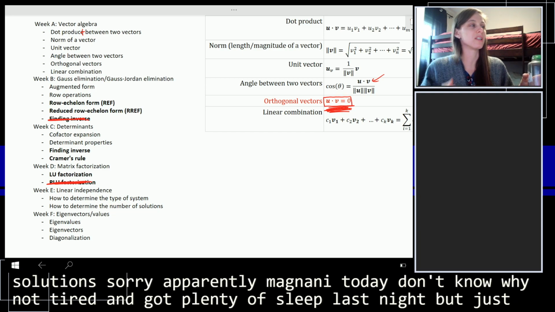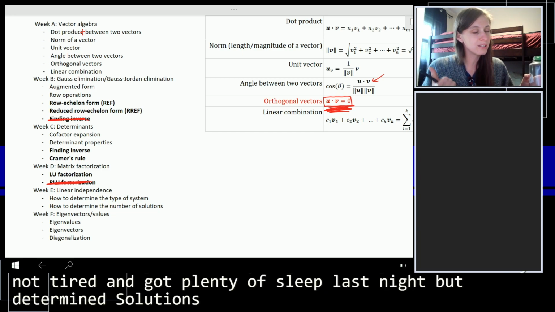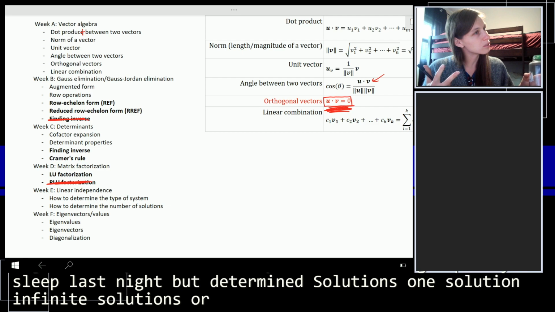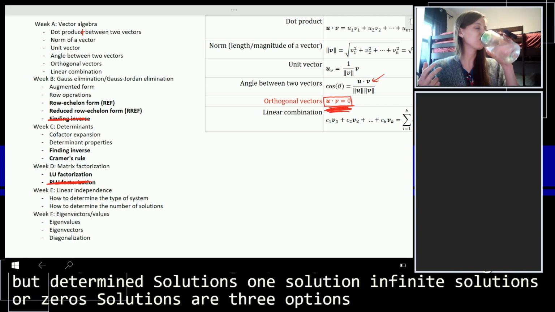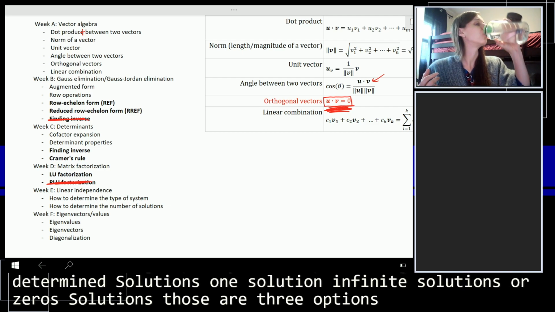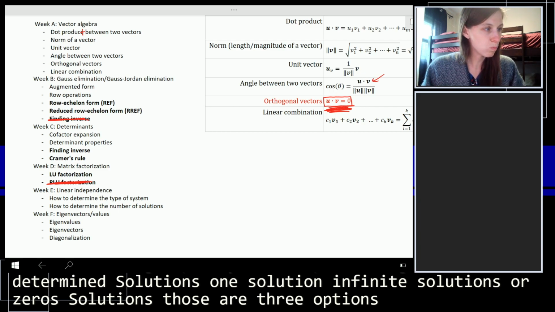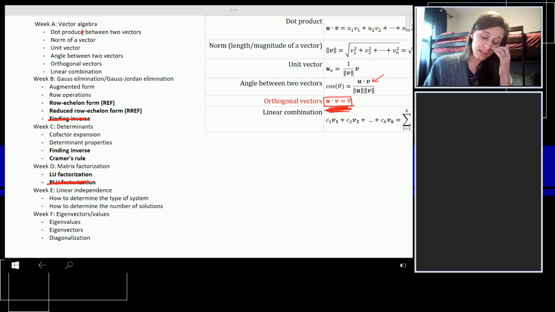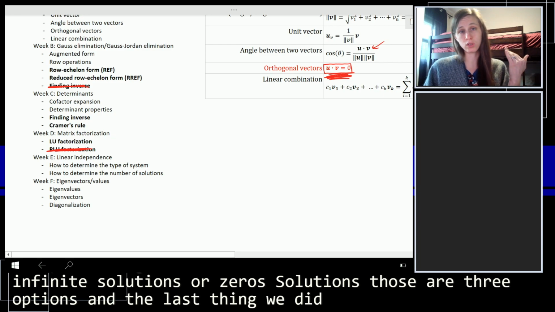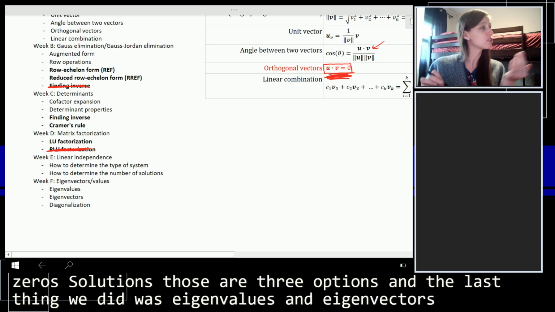But determine the number of solutions: 1 solution, infinite number of solutions, or 0 solutions. Those are our 3 options. And the last thing we did was eigenvalues and eigenvectors, which you are still doing in your homework right now.